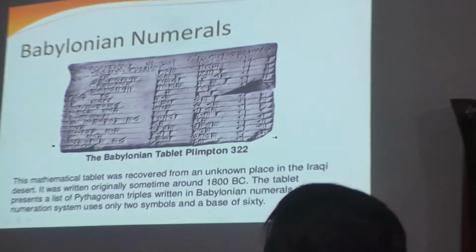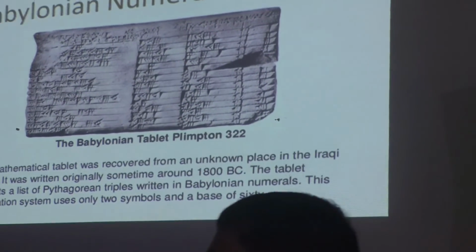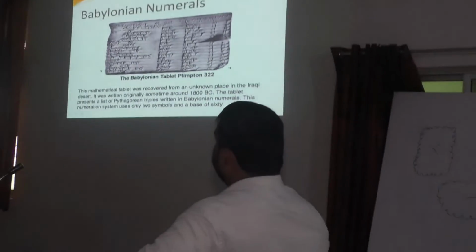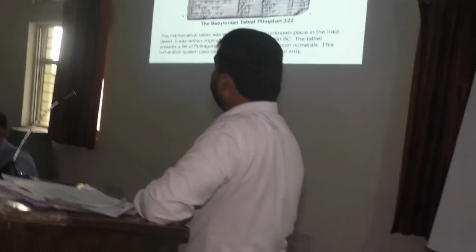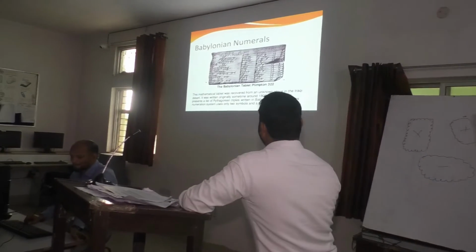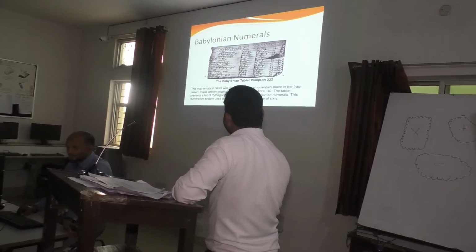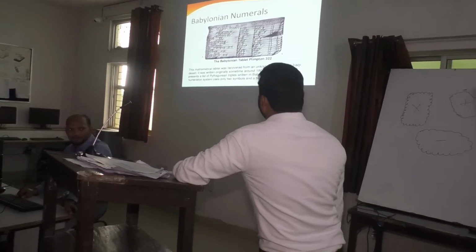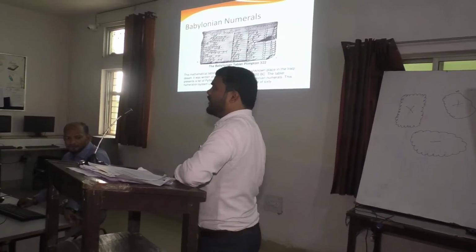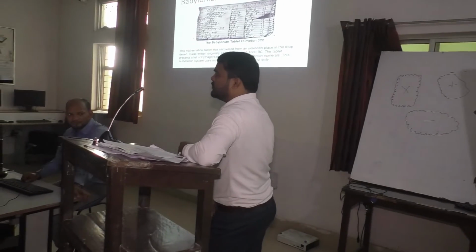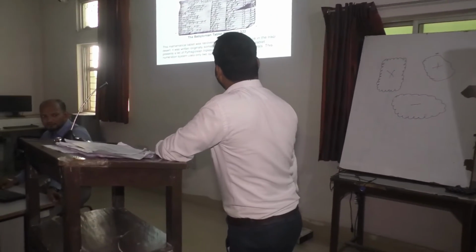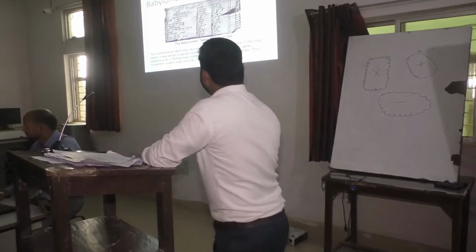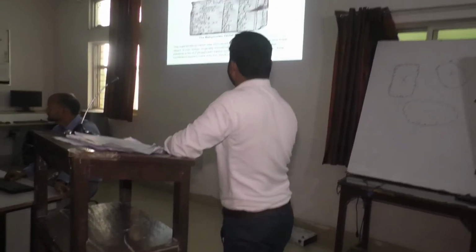This is Babylonian numerals. Now we use Pythagorean triplets. This was Pythagorean triplets that was designed on a piece of slate and found in architecture. This numerical system used only two symbols and a base of 60. At that time, we didn't have the numbers 0, 1, 2 till 9. They used only those two symbols. One was for base 60 and the other for its power.